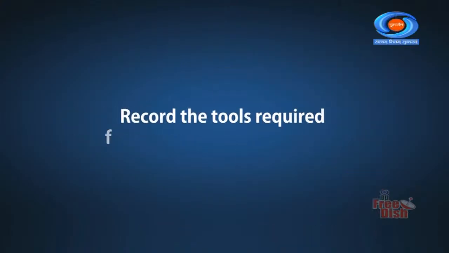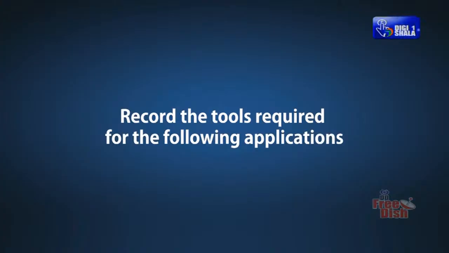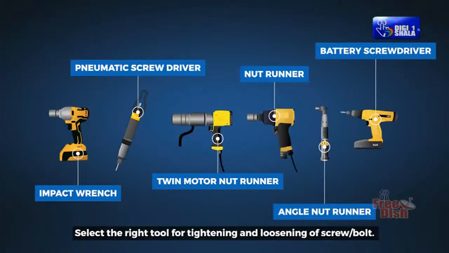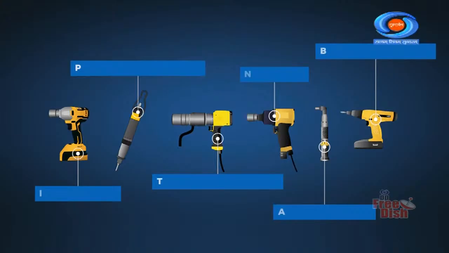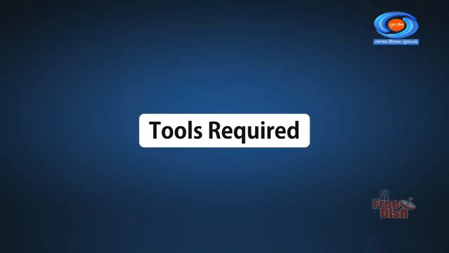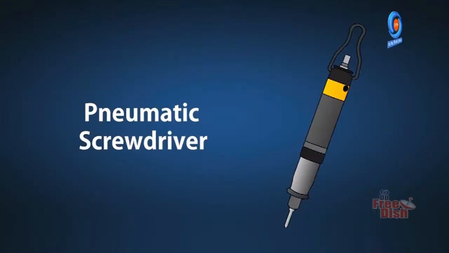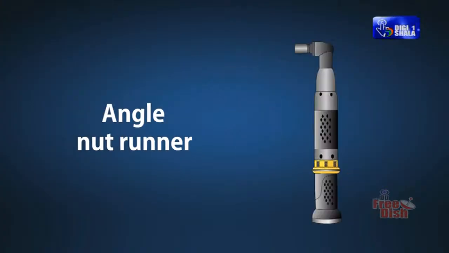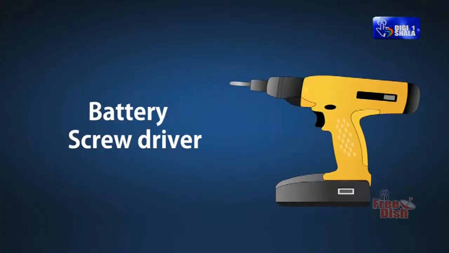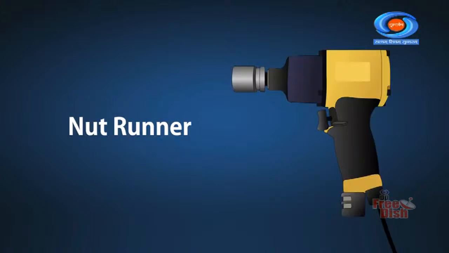Record the tools required for the following applications. Select the right tool for tightening and loosening of screw or bolt. Tools required: pneumatic screwdriver, twin motor nut runner, angle nut runner, battery screwdriver, nut runner.